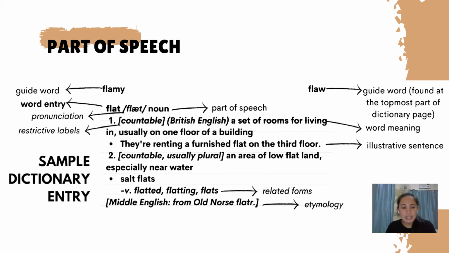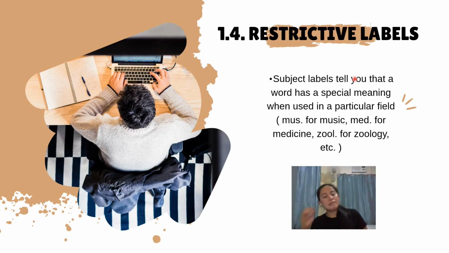Okay? And then, next, you have restrictive labels. So, restrictive labels naman, class, meron tayong tatlo under that. So, the first one is subject label. It tells you that a word has special meaning when used in a particular field. So, for example, itong salita ito ay ginagamit lang for the field of music. Diba? Allegro. Aliceto. Okay? And then, meron mga certain terms or jargons or words that are specifically meant for medicine. Okay? And then ZOOL or zool for zoology. So, normally, I think it's LING for linguistics. So marami pa yan. So, that's what you call subject labels.